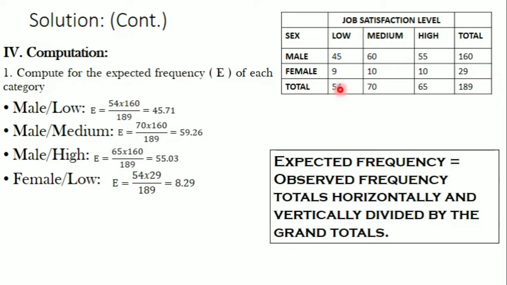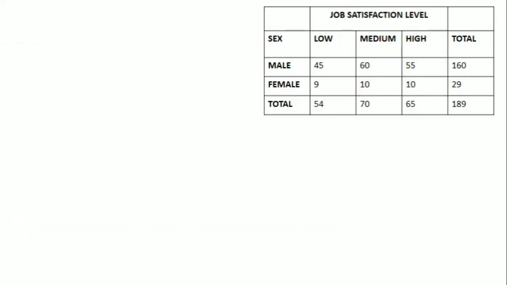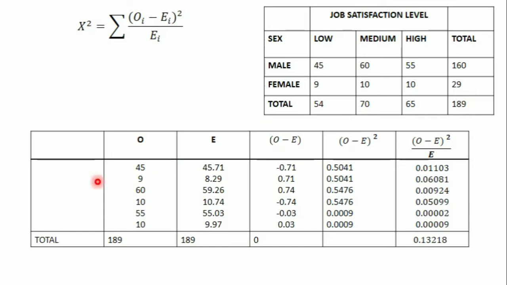The next is female over medium. Your female is 29 multiplied by 70 over 189, so a total of 10.74. And lastly, we have female over high. Your total of female is 29 multiplied by 65 over 189. So you have 9.27 as your expected frequency. Then let's proceed with the second solution. We apply this formula. This is the solution for that.